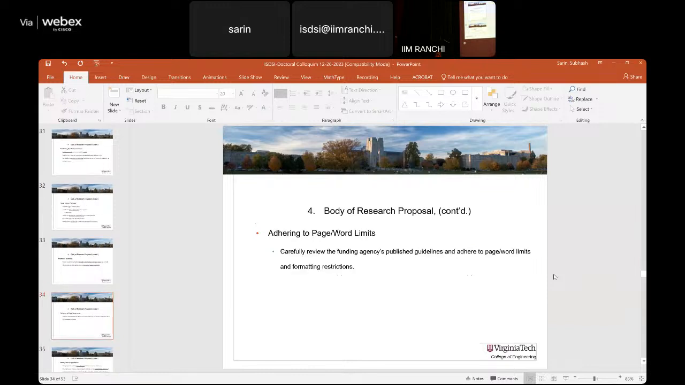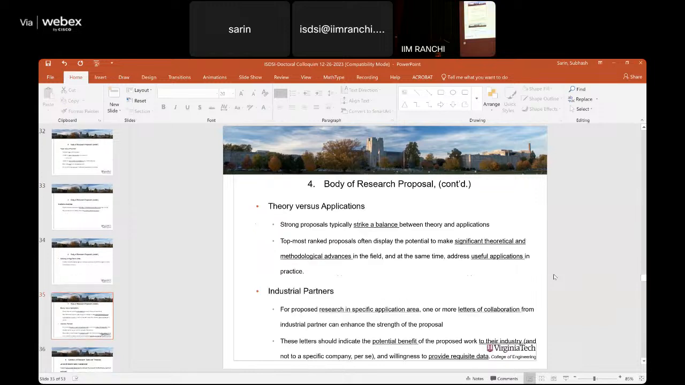And then, of course, make sure that the page limit and the word limits and all those things are adhered to, so that it can't be rejected on a technical basis. Theory versus application, that is an important question here. So you have to strike a good balance between these two. It can't be all theoretical.